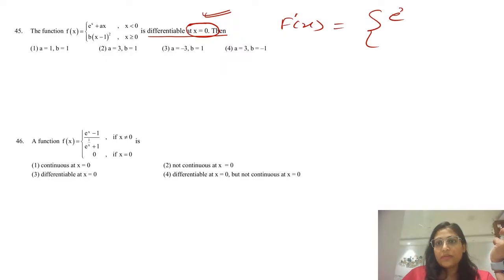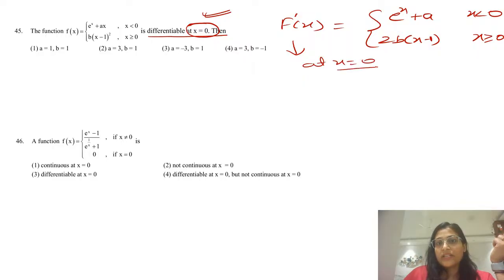It will be e to the power x plus a when x is less than 0, and it will be what? 2b into x minus 1. And what is the differentiation of x? 1. No need to write that. When x is greater than or equal to 0. Now we know that if this is differentiable, then at x is equal to 0, left hand derivative LHD is equal to RHD.